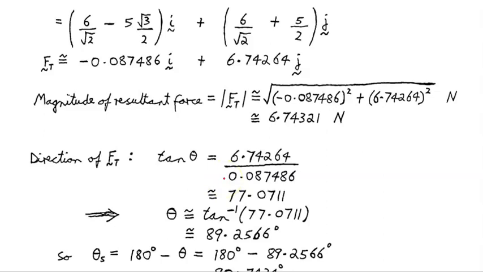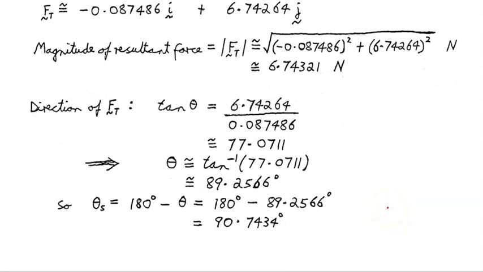So our solution will lie in the second quadrant, but before we do that, let's find the related first quadrant angle. We simply take the positive values and divide them. That gives us 77.0711, and inverse tan of that gives us 89.2566 degrees. But that is not the solution. All we've done is find the related first quadrant angle. To find the solution, we need 180 degrees minus that angle. The solution lies in the second quadrant. We can see it's in the second quadrant because the horizontal component is negative and the vertical component is positive. We know that tan is negative there.